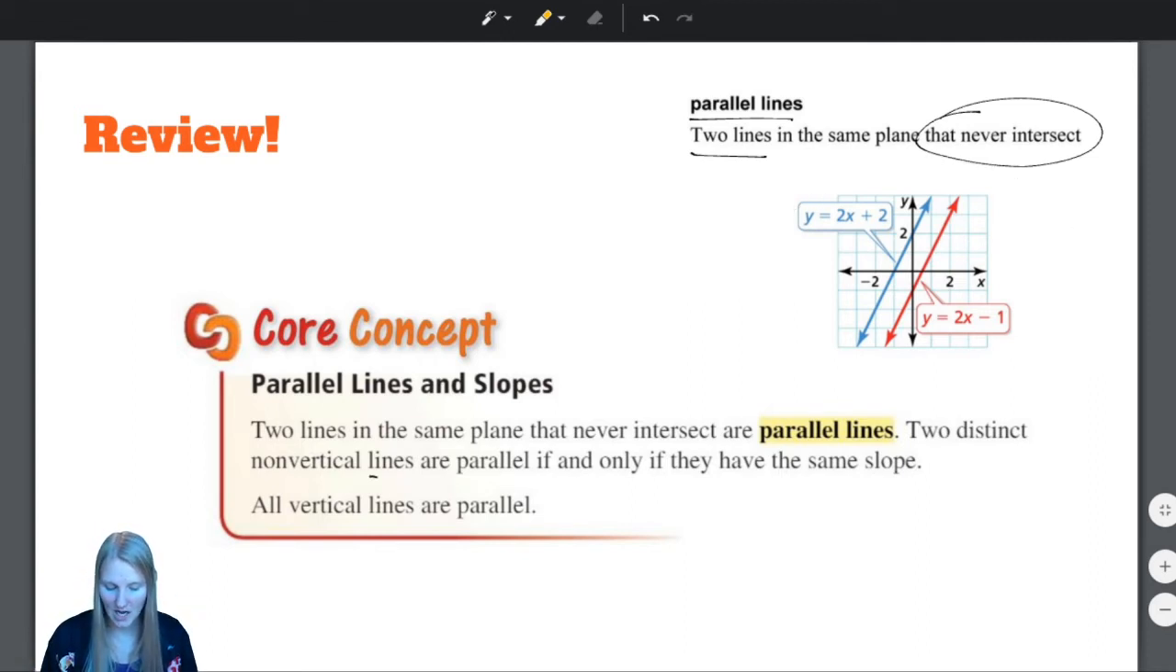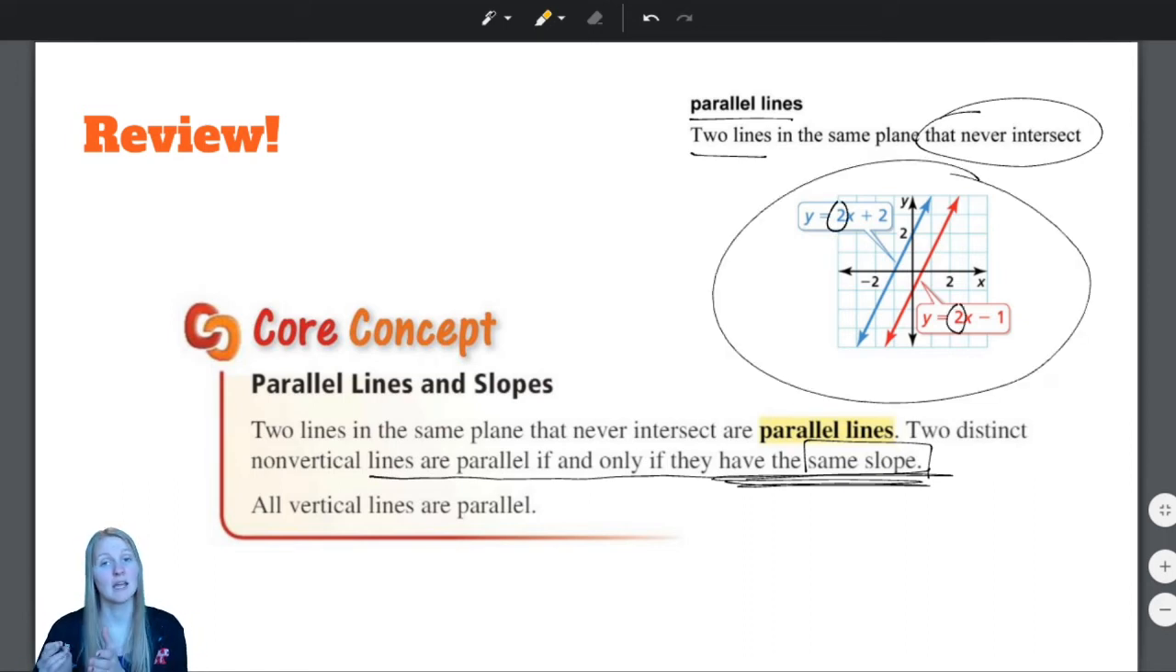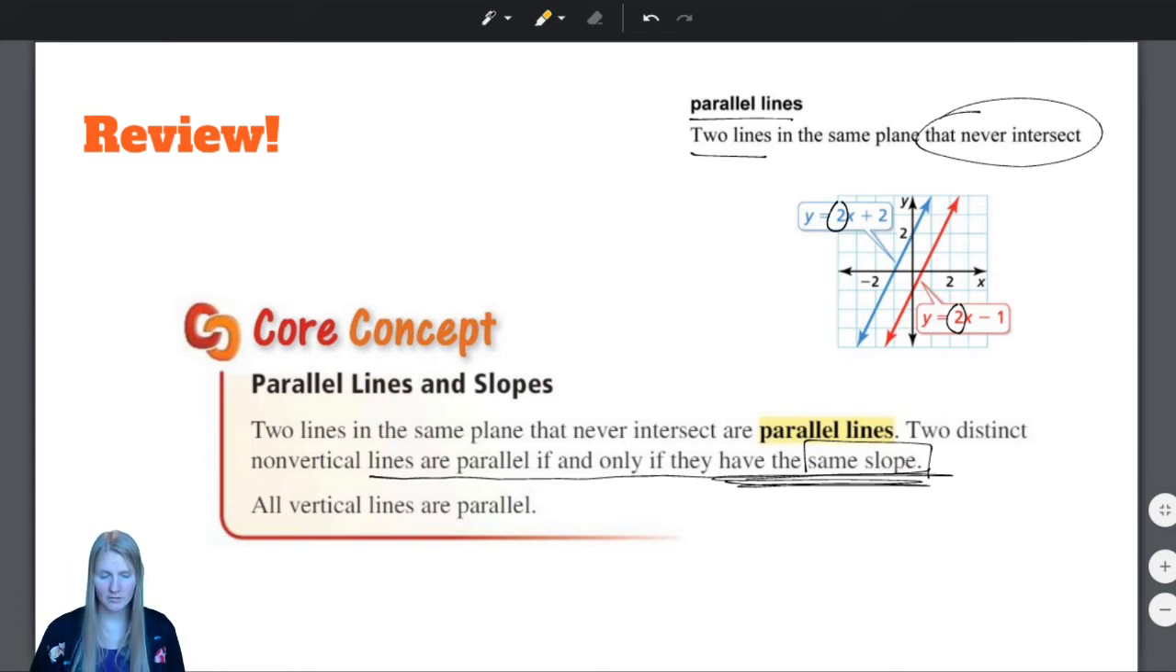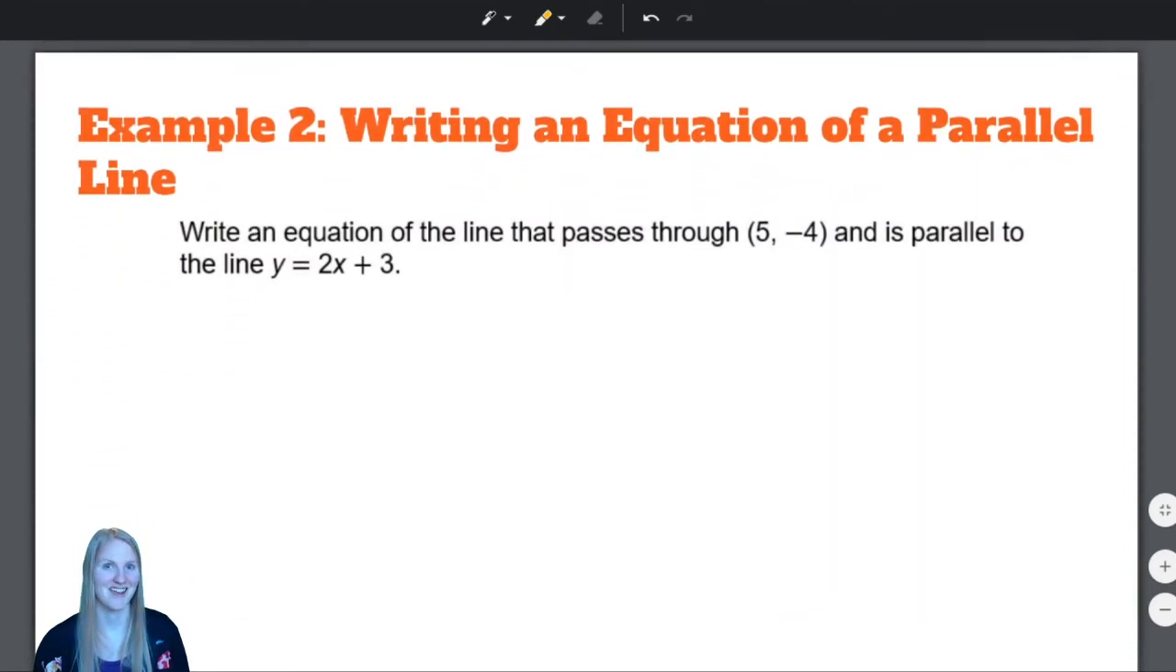And lines are parallel if and only if they have the same slope. Just like we saw in the entry task, they both need to have the same slope, just like they do in the example on the top right. Okay, wonderful. So now that we remember what makes lines parallel, the same slope, let's do our first example, writing an equation of a parallel line.